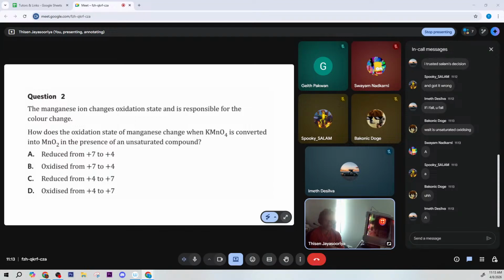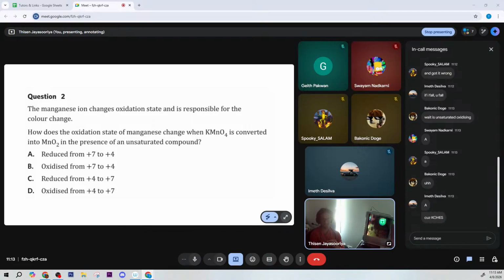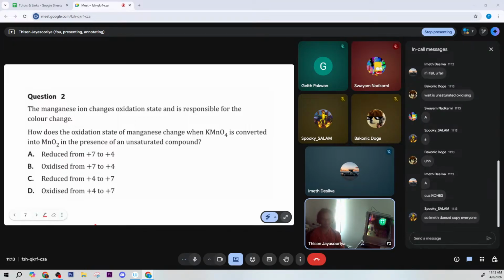Joe says A. I should really start hosting these on Zoom so I can put up a poll or something. Because co-host. So Emeth didn't copy it, but yeah.